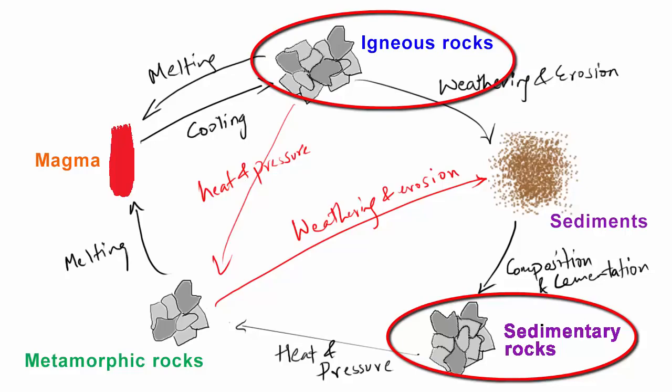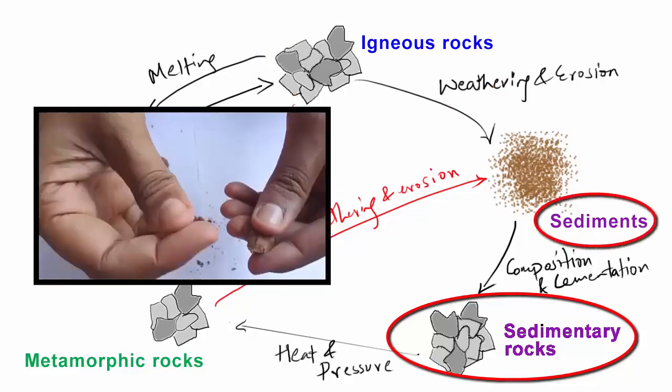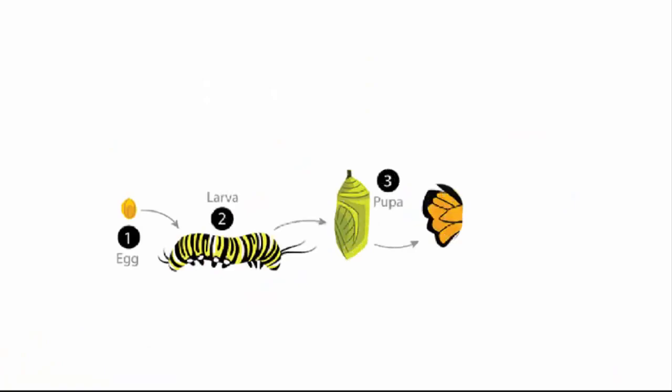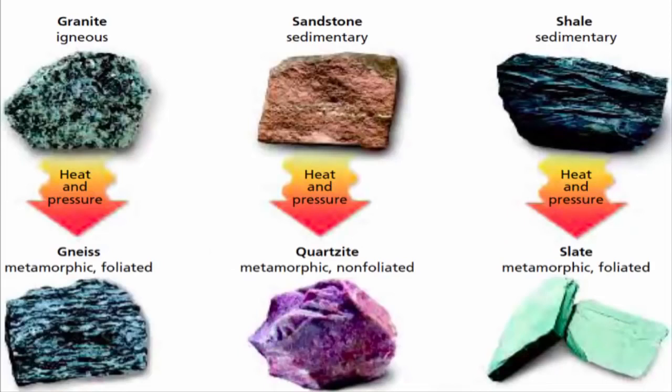Now this sedimentary rock has the tendency to break apart again into smaller debris or sediments. Now comes the part where we need to find out how metamorphic rocks are formed. Do you remember that a caterpillar changes into a butterfly? We call that process metamorphosis. So this metamorphosis occurs in rocks as well, especially when they are heated to 300 to 700 degrees Celsius.